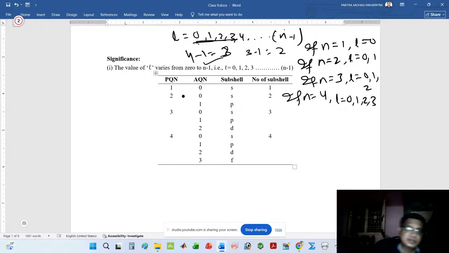Now here I can write the table. Look at the table. If n is equal to 1, if the principal quantum number is 1, then the value of l is what? 0. So here I have written 0.